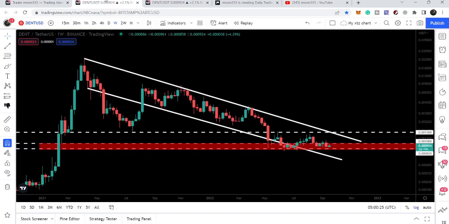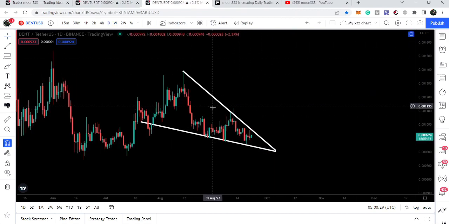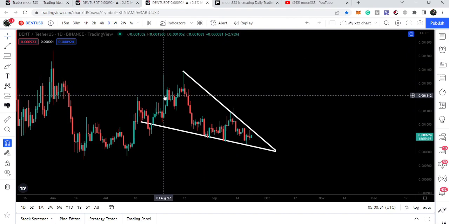In today's video, we will once again take a look at this big down channel, and I also want to show you this bearish pennant that Dent token has formed on the daily time frame chart.